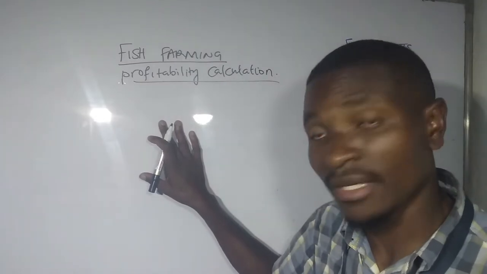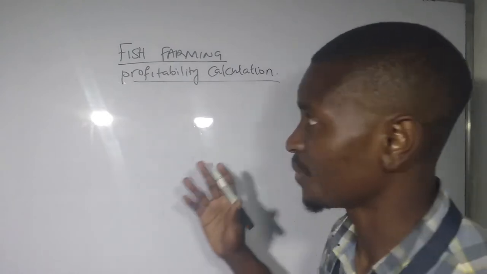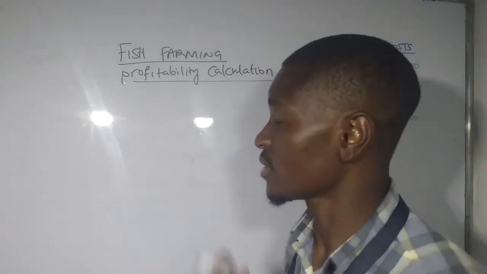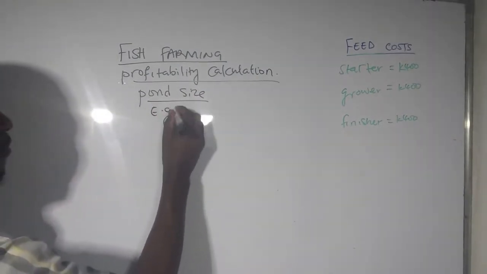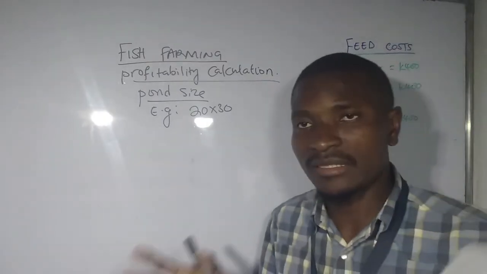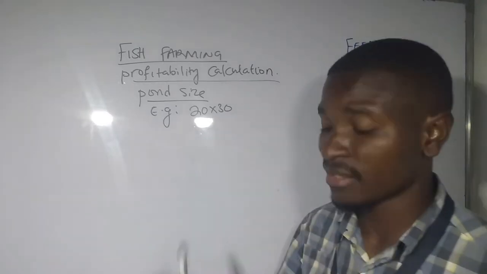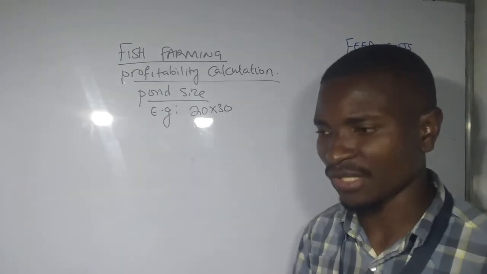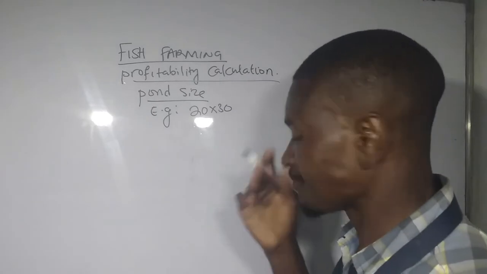Okay, so one of the things you must understand about fish farming calculation is that I need to know what kind of pond I am looking at, and what size the pond is. If I know the size of the pond, then that is a starting point. For the sake of this example, you don't have to be restricted to this size of pond. There are so many sizes, and the size goes with how much money you have. I don't want to tell you that this kind of pond requires so much; I just need to calculate how much everything I need to start up this kind of pond will cost.